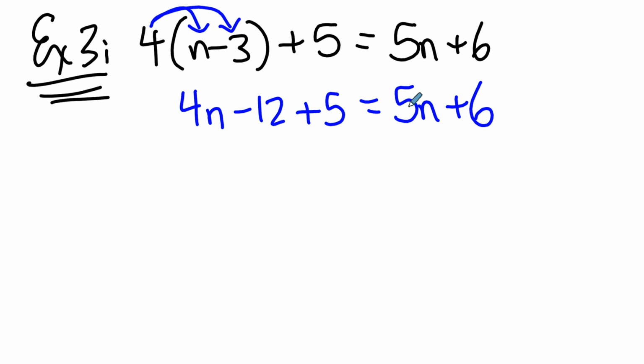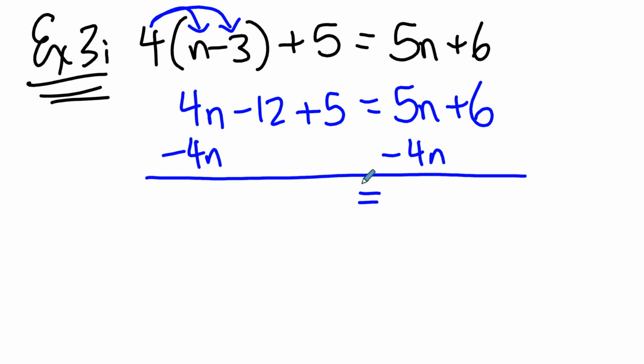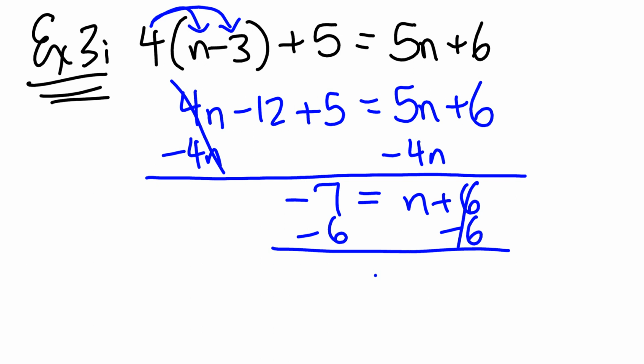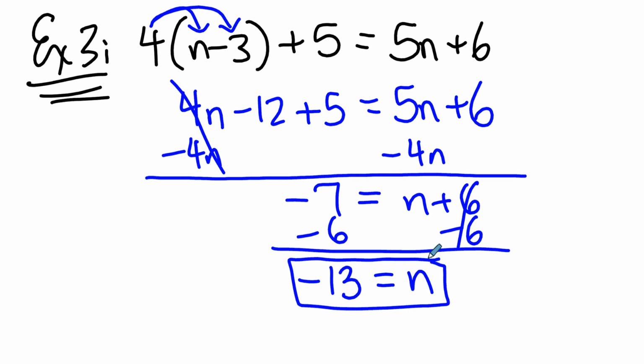I don't want to deal with negative n's, so let's subtract 4n from both sides. The addition property of equality says that these quantities remain equal, but we get a nicer expression. The right side is n plus 6. The left side is negative 7, right? And then what? Well, we'll subtract 6 from both sides. We get a cleaner expression. We find out that n is negative 13. We use the addition property of equality to make sure that things that were equal remain equal throughout.